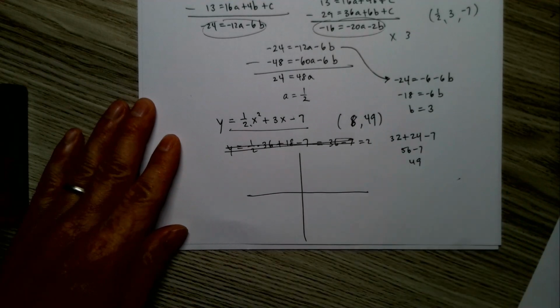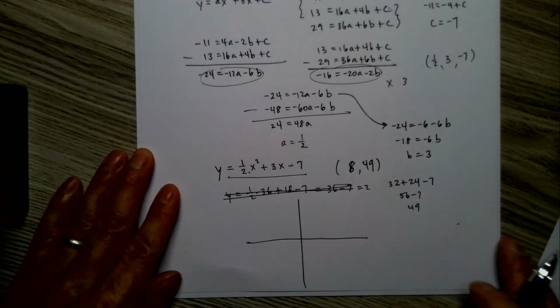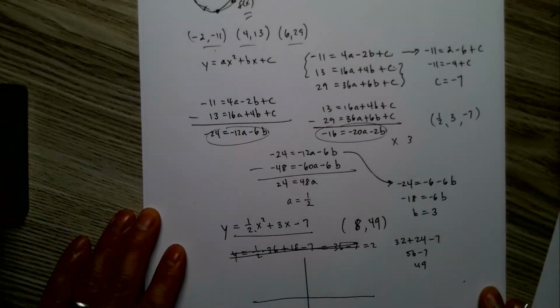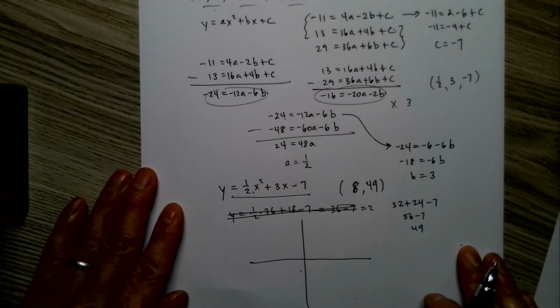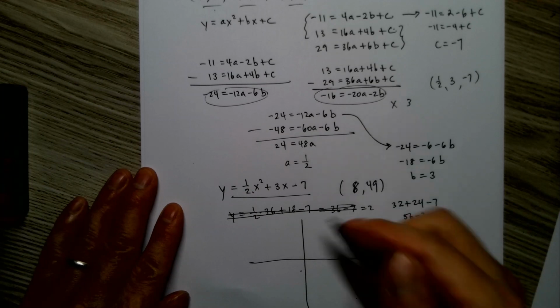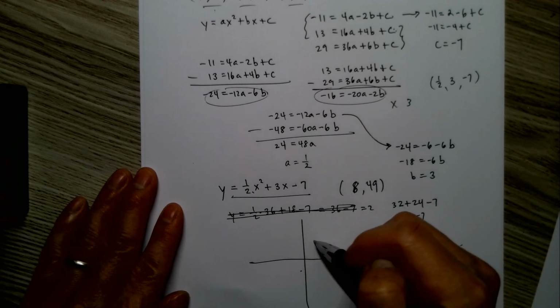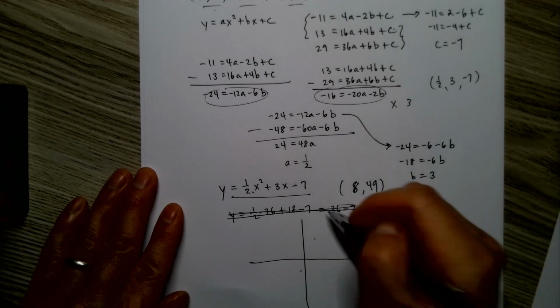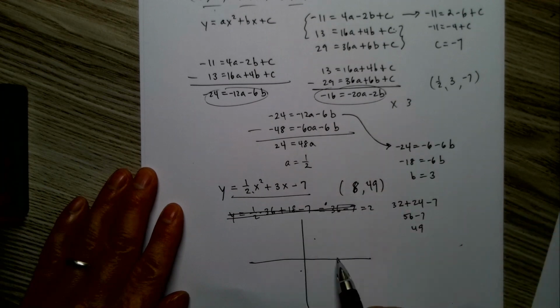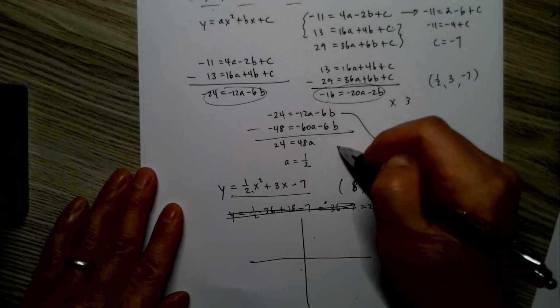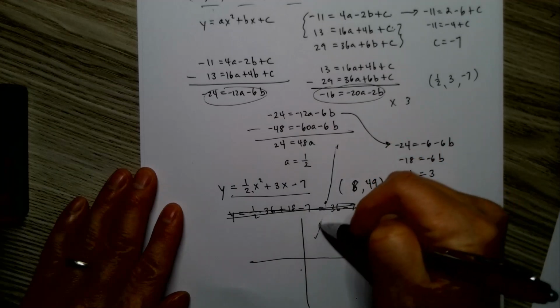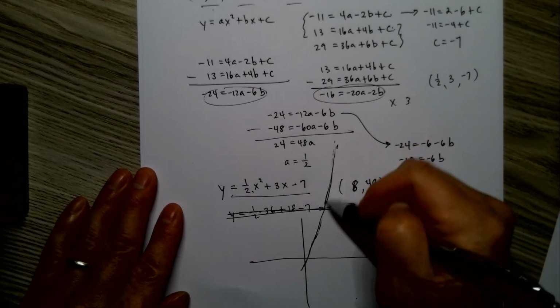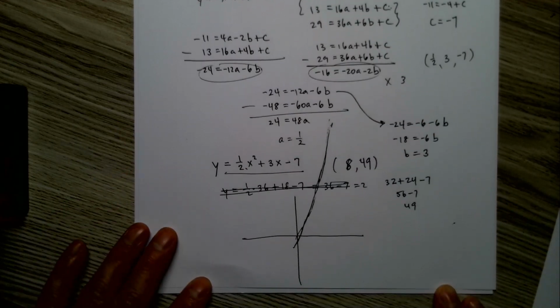Just to show you a rough graph of all 4 points here. So (-2, -11), we'll just say it's right there. And then (4, 13), we'll say it right there. (6, 29), way up there. And then (8, 49), way up there. So you can see that, yeah, there's a part of a parabola that I can already see here.